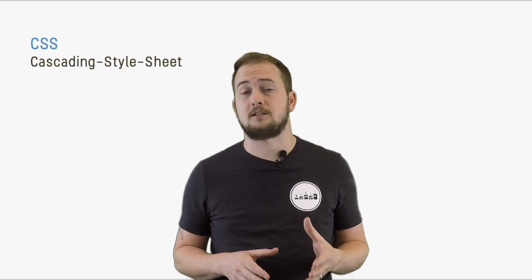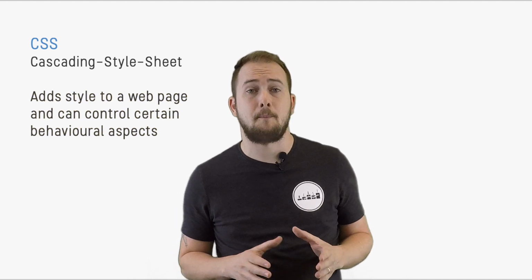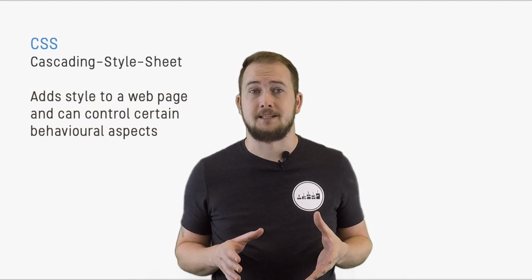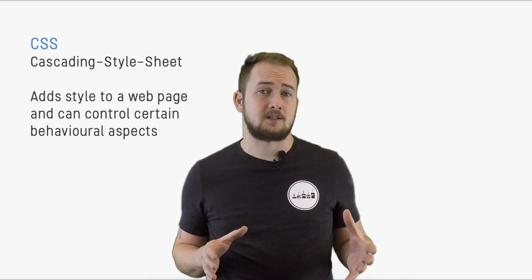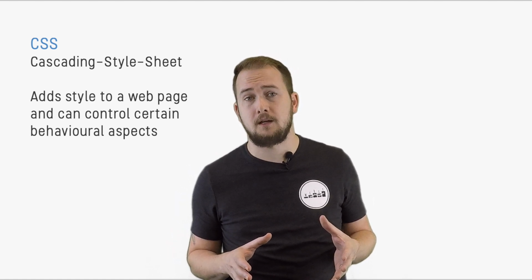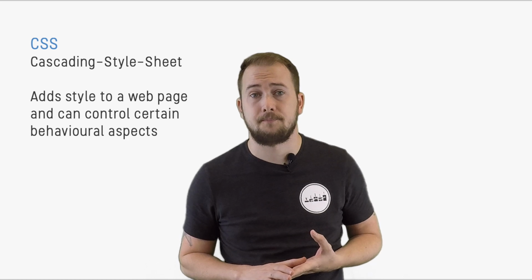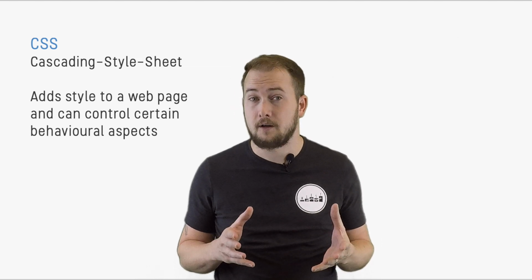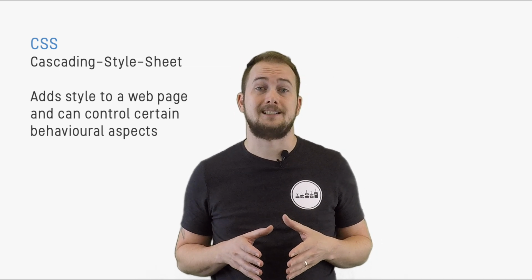CSS is used to add styling and at times control the behavior of a web page. It's what makes web pages look good or bad. With CSS, you can do things like change text color, show and hide parts of the page, and even add animations. Learning the syntax required to work with CSS is relatively straightforward. However, the sheer number of possibilities it provides make it a harder language to learn than HTML.